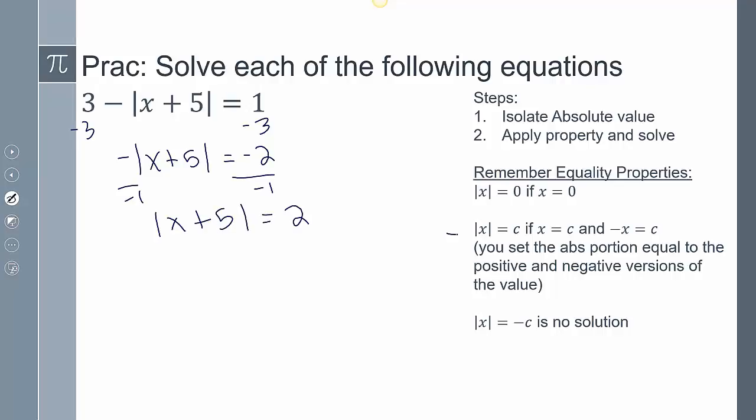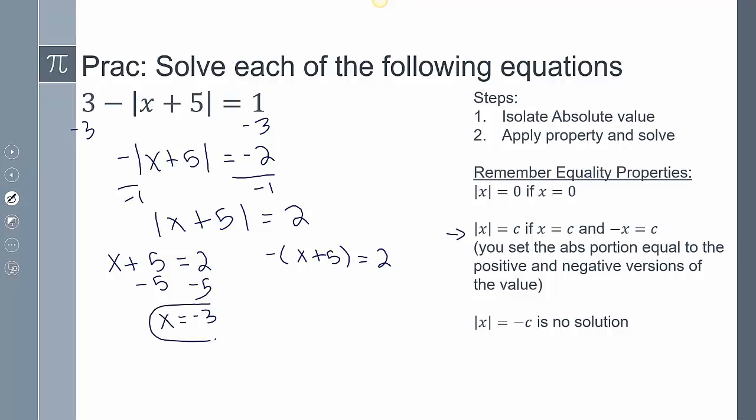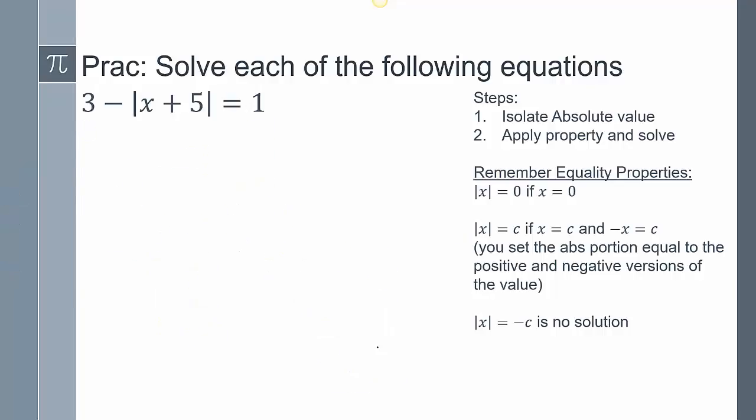So now using my definition here, we say what's inside the absolute value equals c, then the negative version of what's inside my absolute value equals c. So then solving for this, minus 5 on both sides, I get x equals negative 3. And then divide both sides by negative 1, I get x plus 5 equals negative 2. And so if I minus 5 on both sides, I get x equals negative 7. So my answers are going to be negative 3 and negative 7.